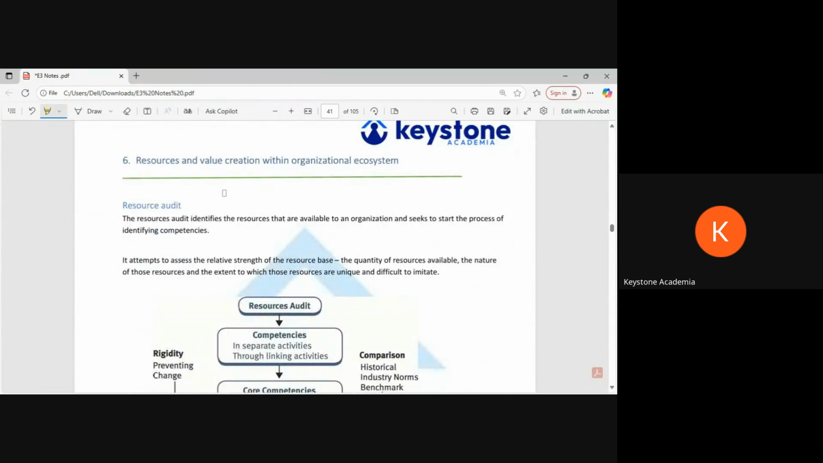Then moving on to the next topic, resources and value creation within the organizational ecosystem. Technically, when we are coming up with any strategy, E3 is all about strategy, right? We have seen market led. Another way of coming up with strategy is looking at our own resource based strategy. It can be our core competency, threshold competency. So the first thing is we should know our own resources, what resources we have.